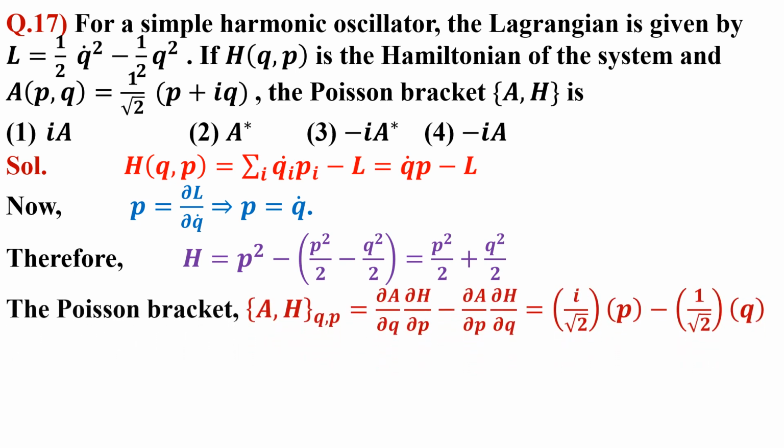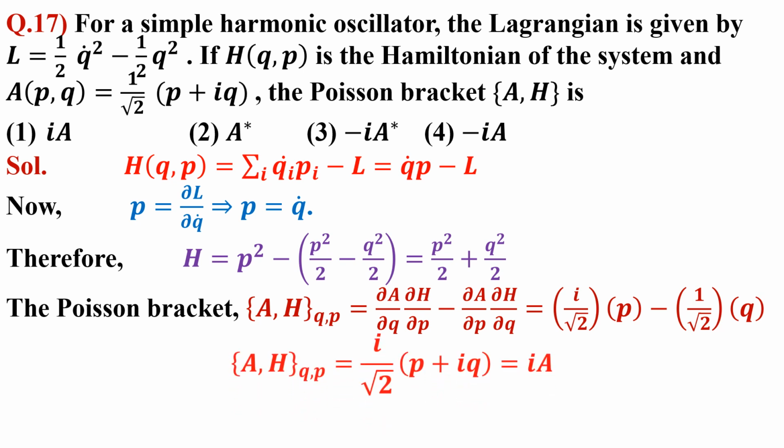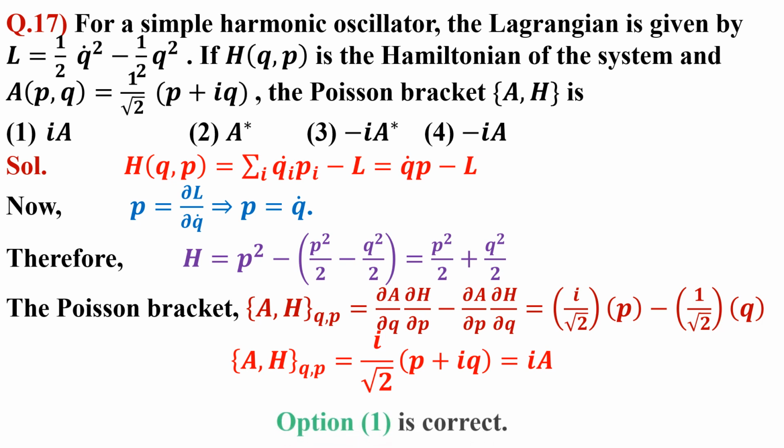The Poisson bracket {A, H} equals del A upon del q del H upon del p minus del A upon del p del H upon del q, which equals (iota upon square root 2) p minus (1 upon square root 2) q. So the Poisson bracket {A, H} equals iota upon square root 2 (p plus iota q), which equals iota A. So option 1 is correct.